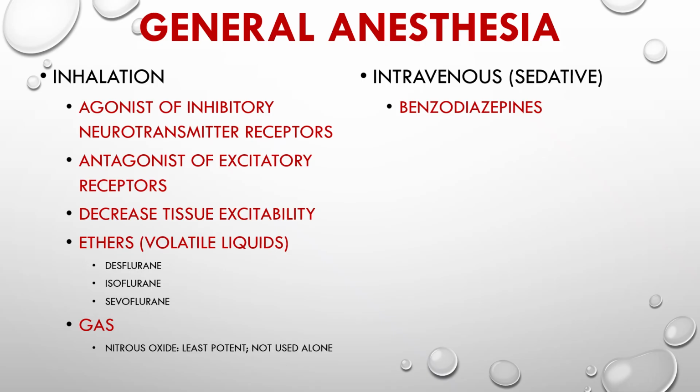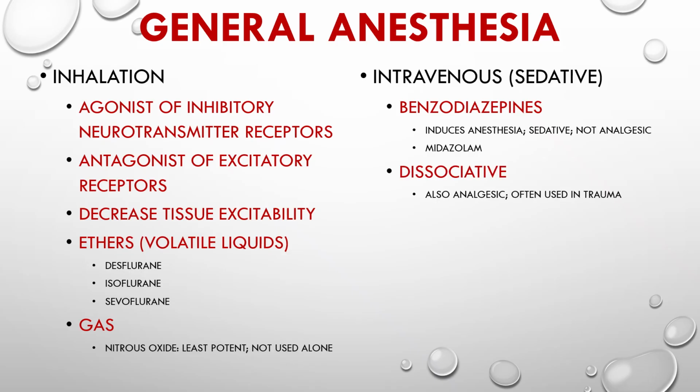So the benzodiazepines, like the Versed or the midazolam we just talked about earlier, that was an amnesic, it's also under this category. So it induces anesthesia, sedation, but it is not an analgesic. It does not help with the pain transmission. Again, midazolam is an example here. Some of these are dissociatives. These are also analgesics, so they do help with the pain. So it's often used in trauma to have a double whammy effect there. Ketamine is an example of this. So it's both a pain reliever and an anesthetic.